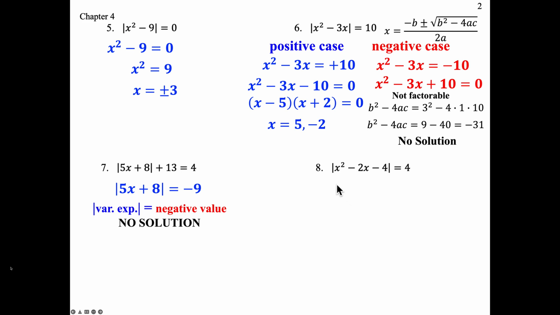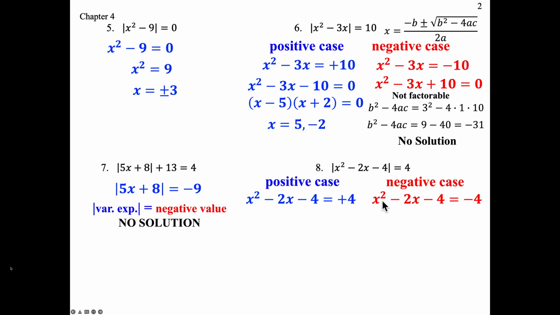All right, number 8. Ooh, another quadratic. Getting a heavy dose of those. It's equal to 4, so everything's good. So make a positive case: x squared minus 2x minus 4 is equal to positive 4. Make your negative case. Make the 4 negative. It's quadratic, set it equal to 0. Subtract over the 4 makes us minus 8.